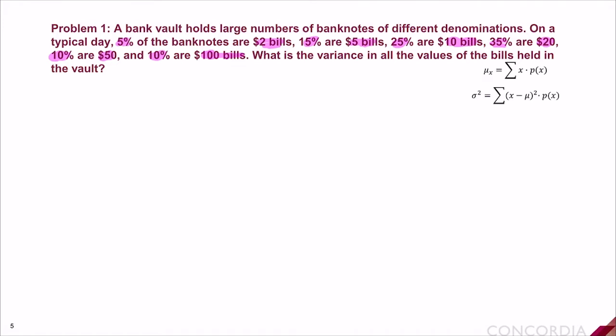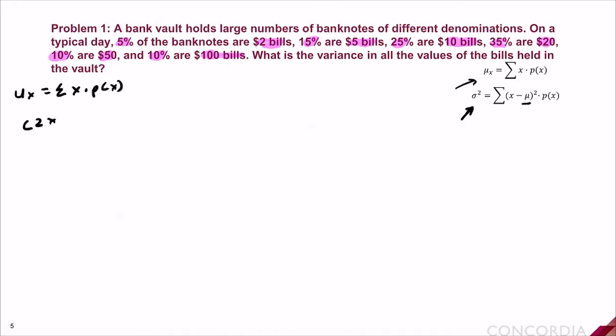Now, to find the variance, we must use the variance formula, which is at the top right corner. However, the formula requires the mean, which we don't know, so we're going to have to find the mean first, and the formula for the mean is directly above the variance formula. The mean formula states that the mean is equivalent to the sum of each individual x value multiplied by its probability. So we're going to begin with the $2 bill.